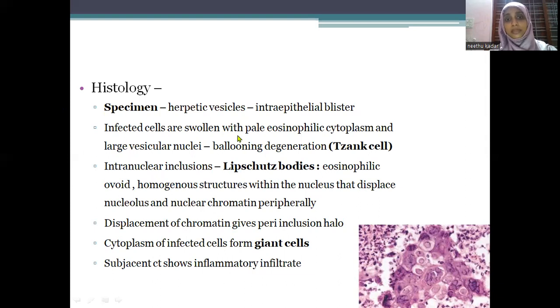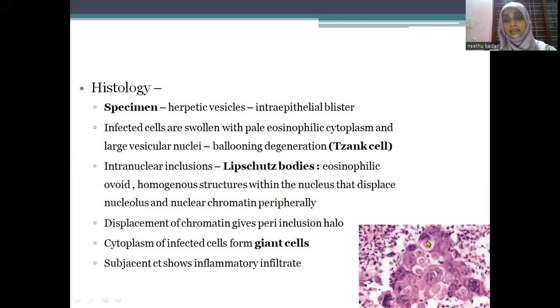The specimens are herpetic vesicles, which comprise epithelial blisters. The infected cells are swollen with pale eosinophilic cytoplasm and large vesicular nuclei showing balloon degeneration. Such infected cells are called Tzanck cells. They have intranuclear inclusions called Lipschutz bodies. Lipschutz bodies are eosinophilic ovoid homogeneous structures present inside the nucleus that displace the nuclear matter and chromatin peripherally. Displacement of chromatin gives a peri-inclusion halo.